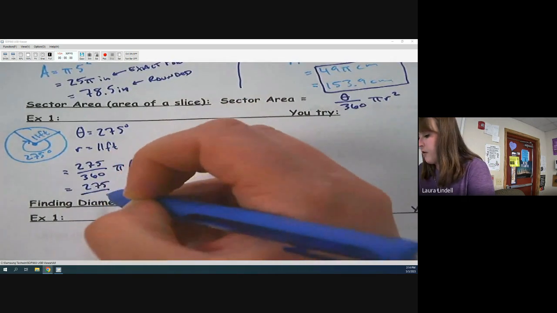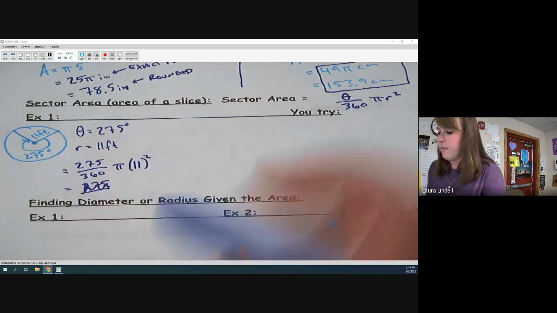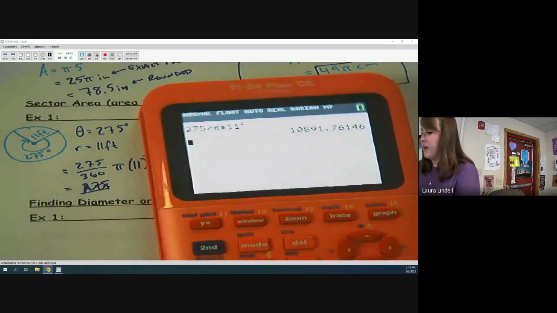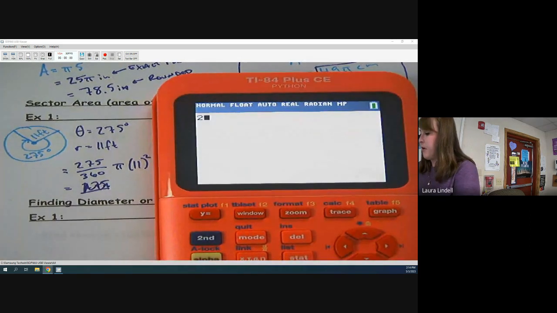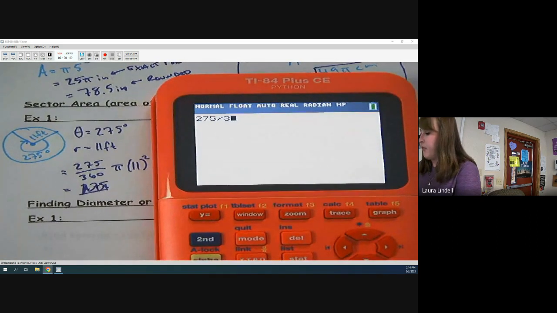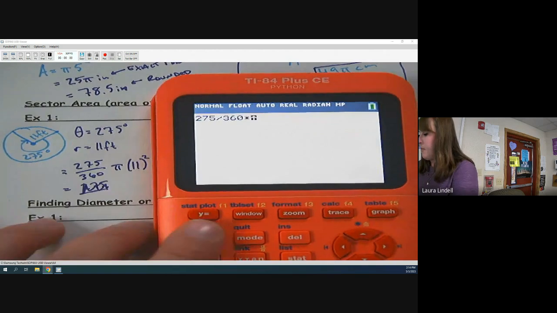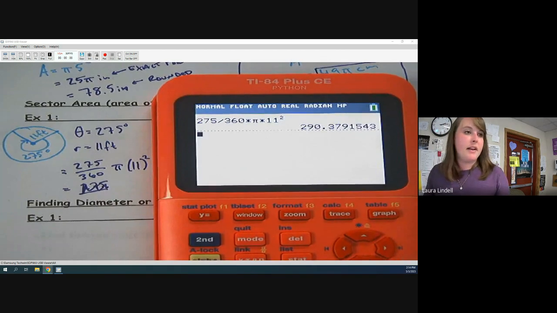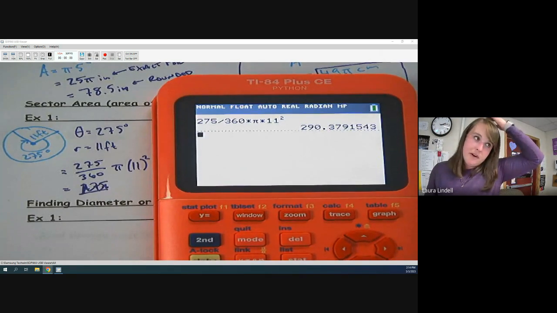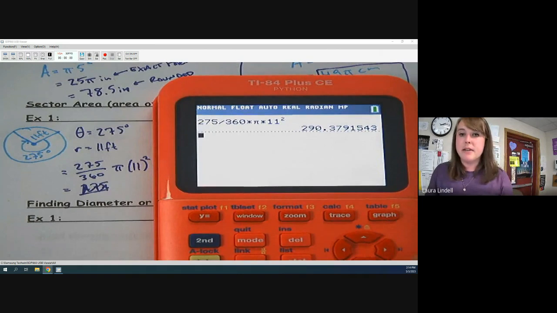275 over, oops, gosh, I typed it wrong. I thought that answer seemed a little bit big. I didn't put in my 360. Goodness. Let's try that again. 275 divided by 360 times pi times 11 squared. That's better.